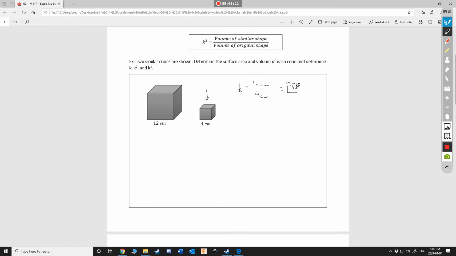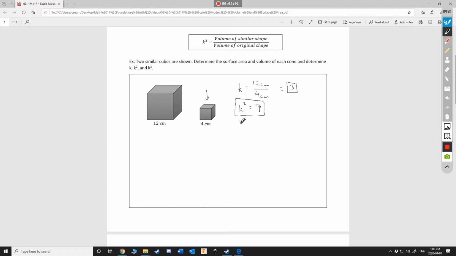The question is, what is k squared? So we can actually go ahead and solve it right now, but we're going to basically do it twice. We're going to solve for the surface area and solve for the volumes, so that it comes out to be the same value. If I take k, which is 3, and square it, 3 squared is 9. So that is our area scale factor. What this tells us is that the length was 3 times longer, but the area is going to be 9 times as much. So there's going to be 9 times as much material on this bigger cube compared to the other one.